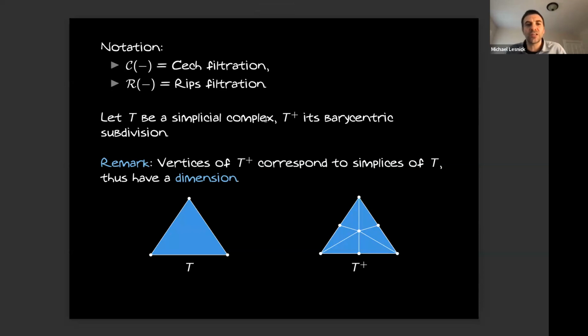And so the first thing we need to say is that vertices of the barycentric subdivision of T correspond to simplices of T and therefore have a dimension. For example, consider this vertex here in the barycentric subdivision of this simplicial complex T. This one corresponds to this 1-simplex in T, so we think of that as having dimension 1.